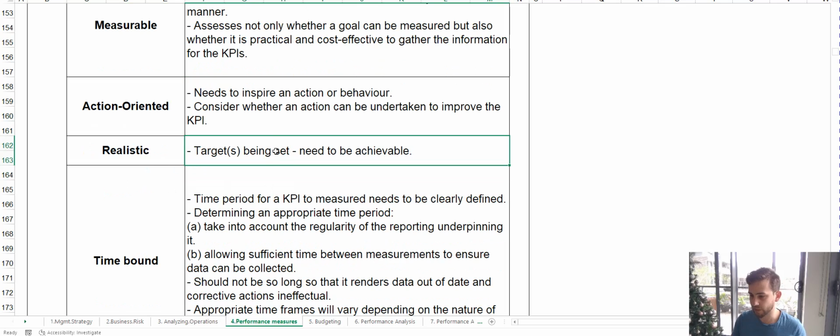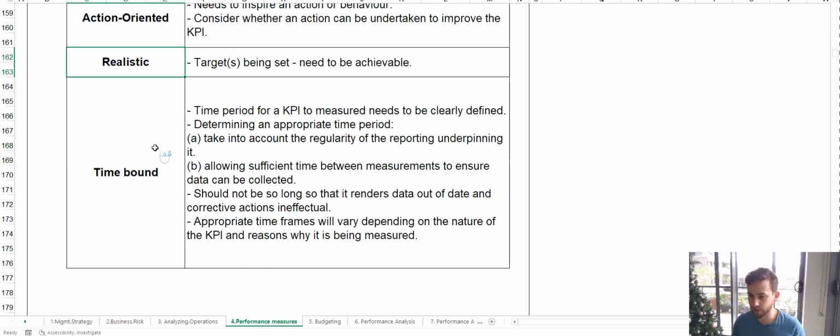Realistic target needs to be set. Okay, so the target of, let's say, 75% billable hours is realistic. But if you said 120%, that's not realistic. You wouldn't get a mark for that.